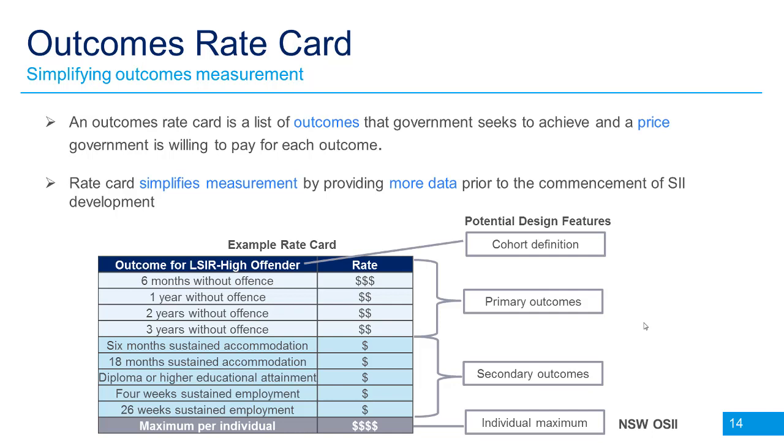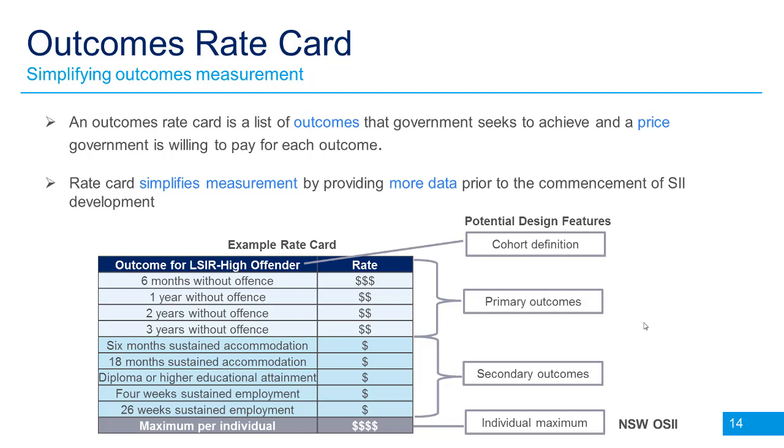The outcomes rate card is one option that reduces the complexity of measurement frameworks. It is a tool that has been used by governments overseas to develop multiple outcomes-focused projects and to deliver a simplified social impact investing contract arrangement. Essentially, an outcomes rate card is a list of the outcomes that government seeks to achieve through an investment and the price range that the government is willing to pay to achieve each of those outcomes.